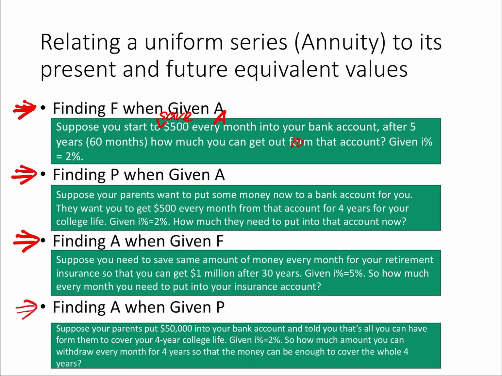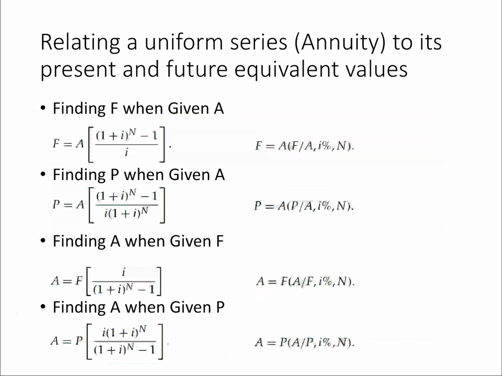So now you want to know how much you can withdraw. You cannot withdraw like 10,000 every month because the money is not enough. So you need to have a plan, and to answer this question, you need to use the equation of finding A when given P. These 4 scenarios are all very real and very useful in our daily life. So we have a very good reason to learn how to calculate F given A, P given A, A given F, and A given P.